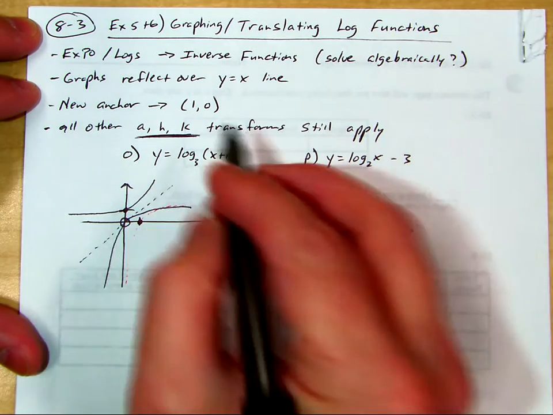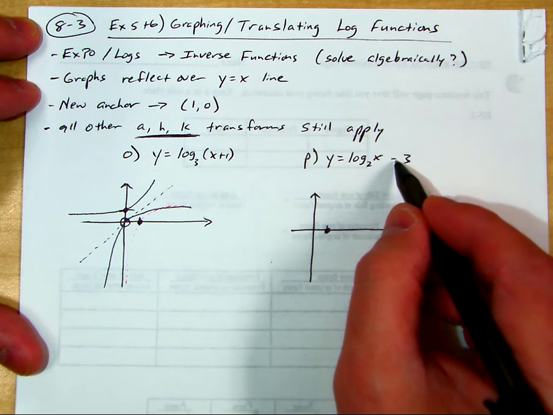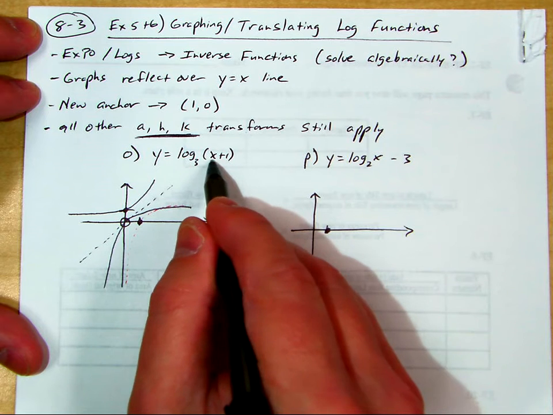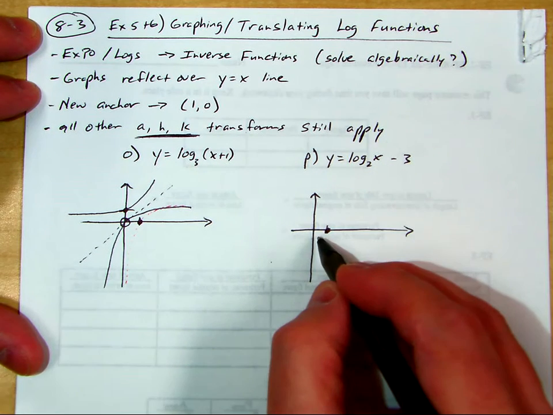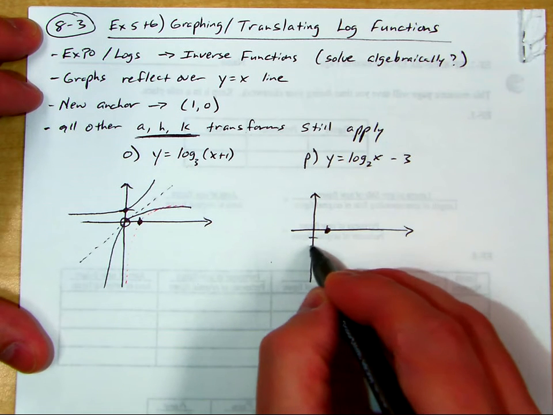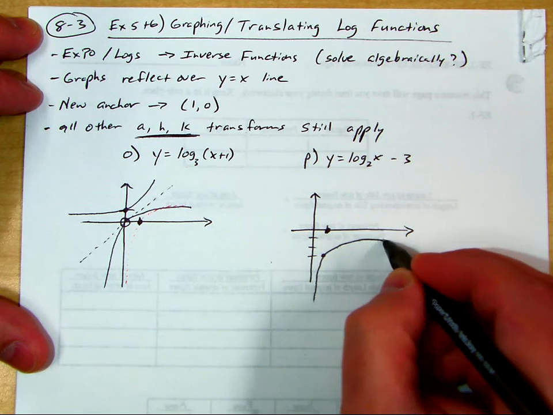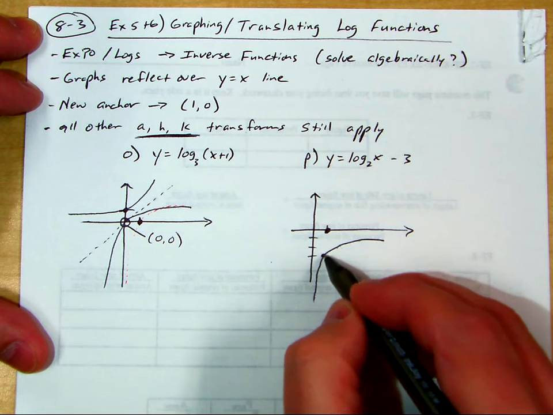So let's do the same thing over here. Our new anchor becomes 1, 0. We start there. This is a K. Remember, if it's not in parentheses, this is in parentheses, so the plus 1 is attached to the H. This is outside the logarithm, so it's minus 3. So we're just going to go down 3. 1, 2, 3. Right there's our new anchor, and it kind of looks like this. Remember, we need to label our anchors. 1, -3.